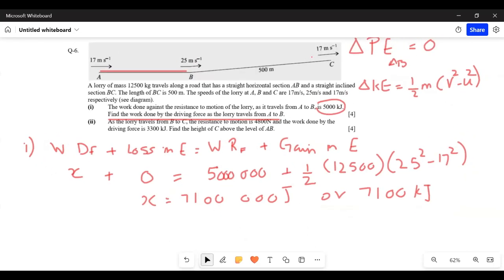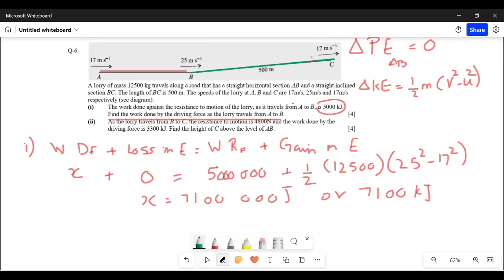Okay, part 2. As the lorry travels from B to C, the resistance to the motion is 4800 newtons and the work done by the driving force is 3300 kilojoules. Find the height of C above the level of AB.